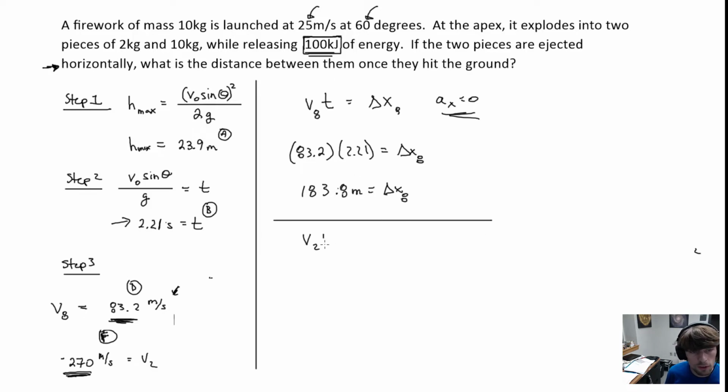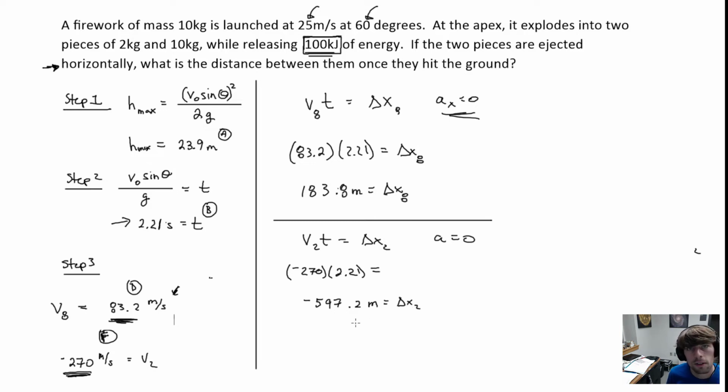We also have V2 t equals delta x of 2. Again, assuming that the acceleration is 0. But here it's negative 270, whopping negative 270 times 2.21. And so I have alpha f times alpha b. A whopping negative 597.2 meters.